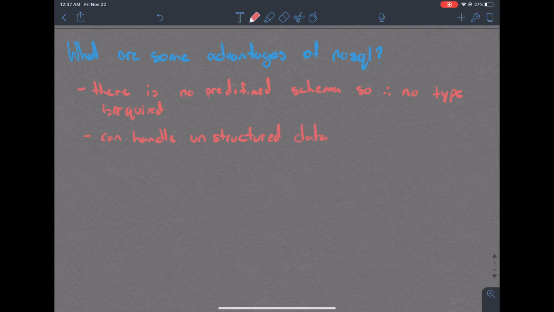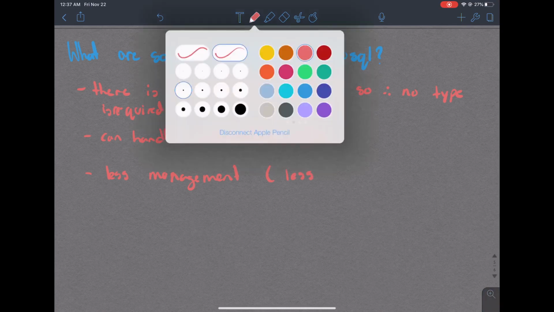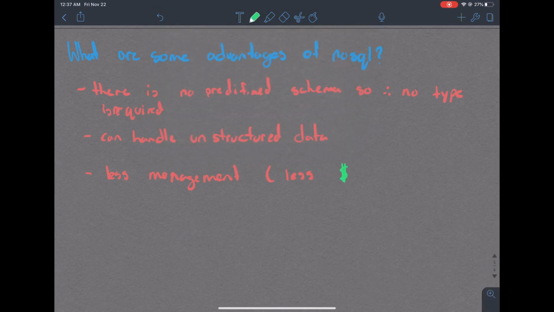NoSQL requires less management as there are auto repair and data distribution capabilities. In case of a failure, the data can replicate itself to the last consistent state.